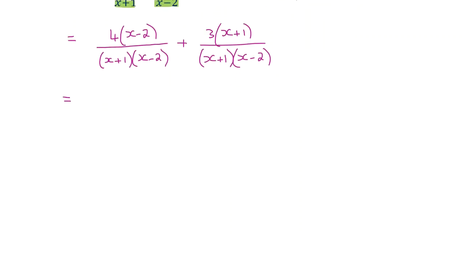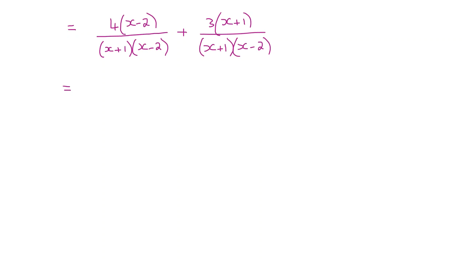Let's get a little bit more space. I'm going to expand the numerators and at the same time write this as one big fraction. So I get 4x minus 8 plus 3x plus 3. So that's expanding the brackets on both of the numerators and writing it now as a single fraction all over that common denominator that we created at the beginning.